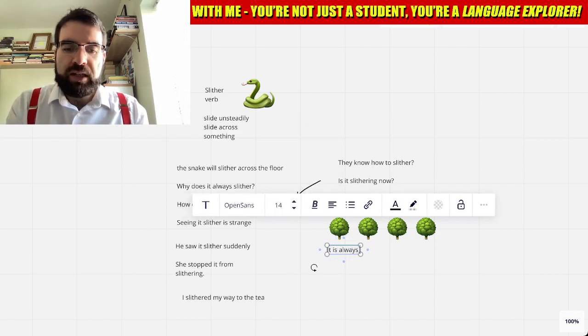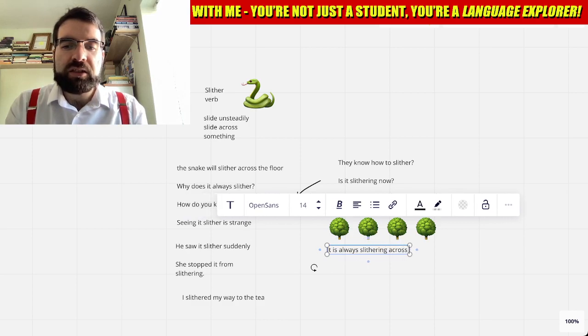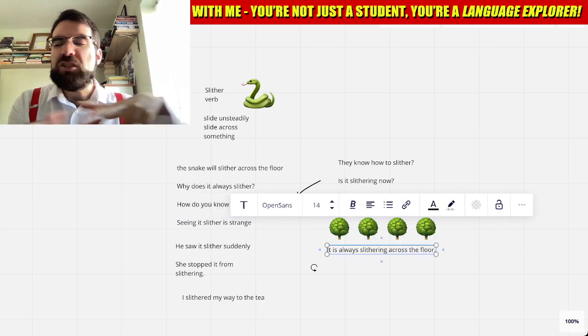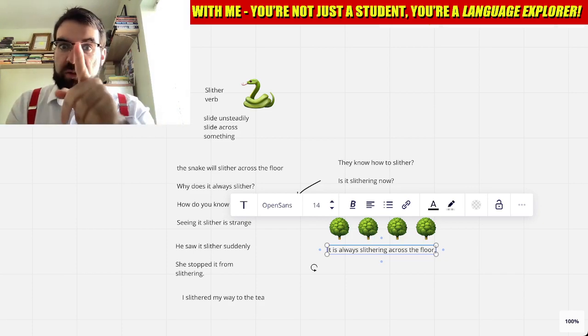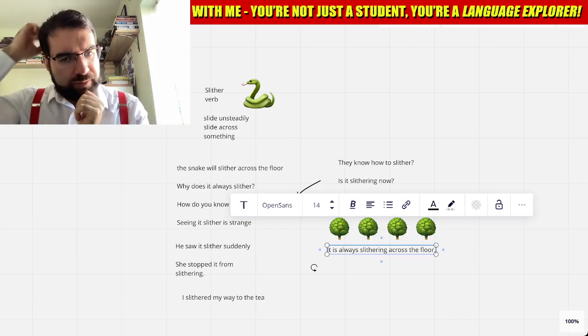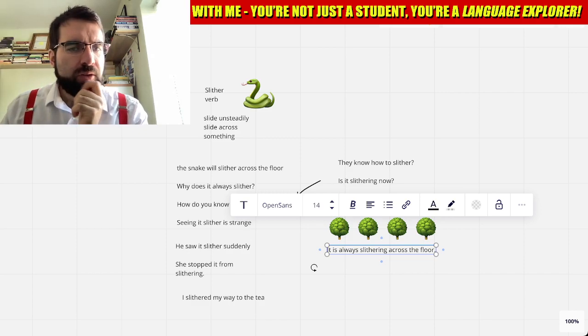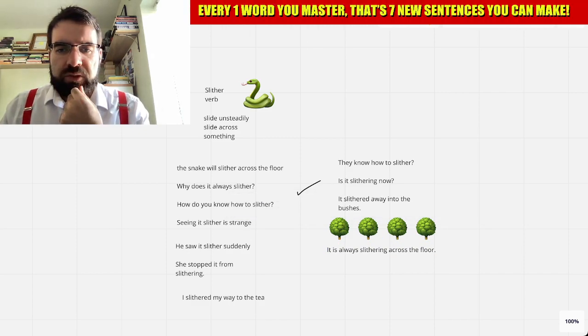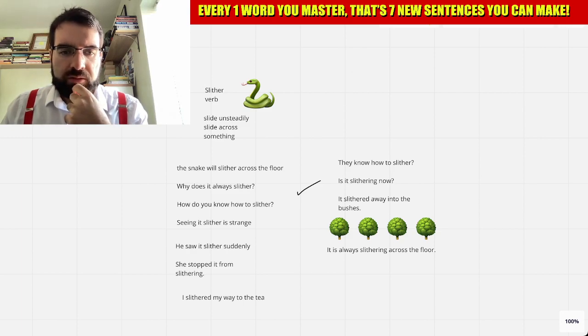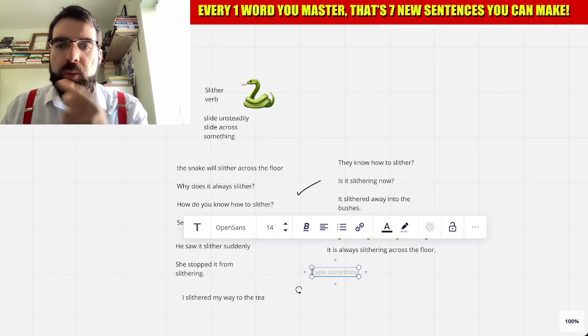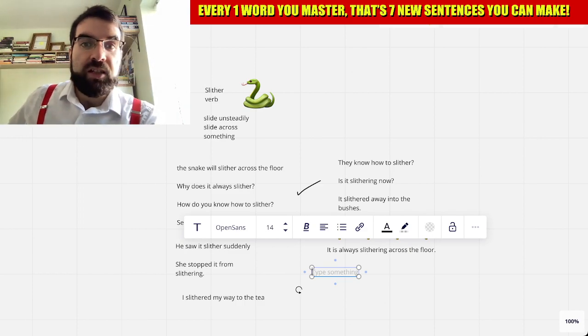It is always slithering across the floor. Yeah. How cool is that? Very good. They know it. He, she, I, they, it. Okay, slithered. It slithered away into the bushes.